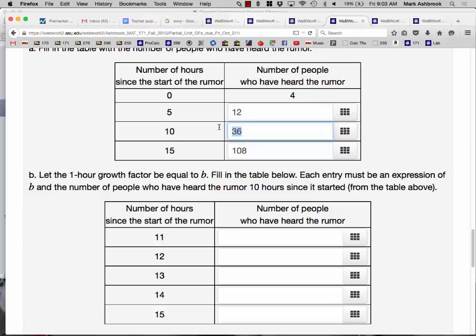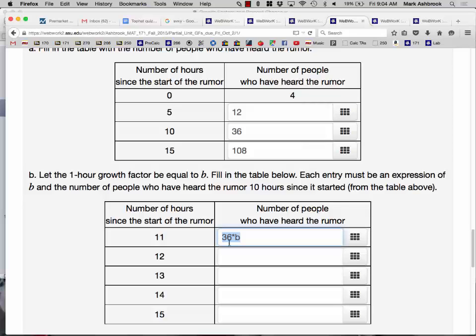Let's see here. Hold on a second. I'm going to ask. Yes, 36B. Why 36B? At 10 hours we have 36. The growth factor is B. And the growth factor is the multiplier on output to get the next output. So here's our current output, 36. Our growth factor is B, so if we multiply 36 by B, we get the next output, at 11 hours. So that's how this all begins, and that's how you get started on this problem. The rest I'll leave to you, okay?